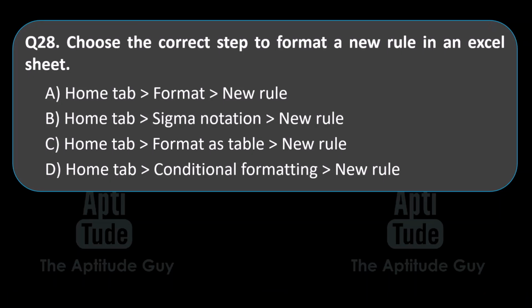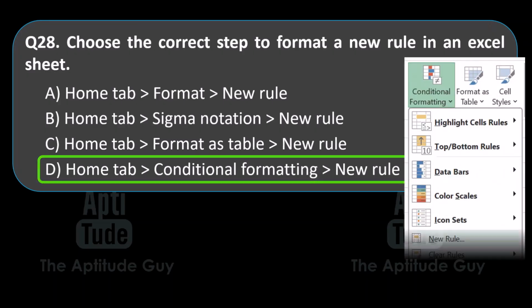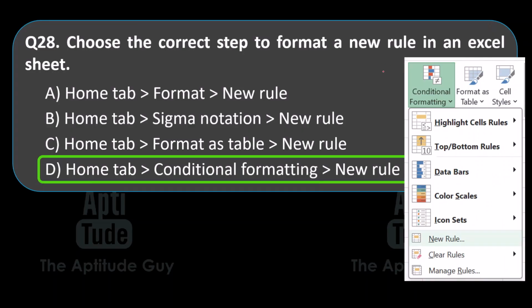Alright, I hope you have logged your answer. The answer is option D. First we go to Home tab, then Conditional Formatting, and then New Rule. We have Conditional Formatting right here, and then we have New Rule right here. Here you can formulate your rule as per your choice, whatever you want. You know, greater than some number, less than some number, equal to some number, something else. It's completely your choice. Alright, I hope this is clear. Let's move on.